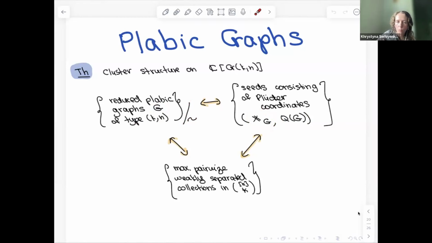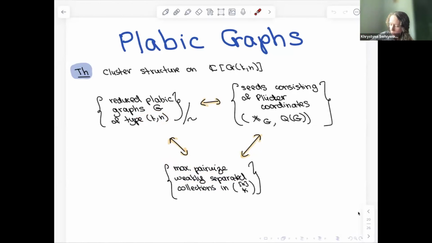So the first local move that we had, the square move, will change the phase label. It corresponds to a mutation. The other two will not. And so it's up to that. And by the previous connection to weakly separated collections, we also have that these seeds correspond to maximal pairwise weakly separated collections in n choose k. So here the maximality corresponds to the case of the Grassmannian. The maximality here means that you're only allowed to consider graphs of this special type k,n.